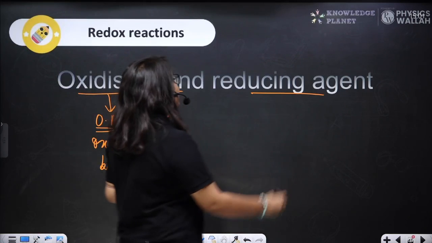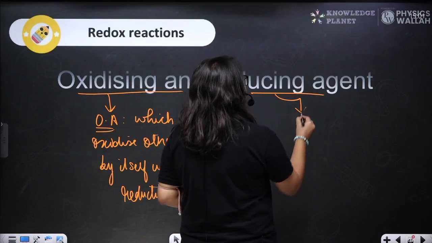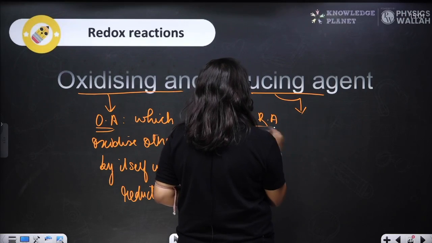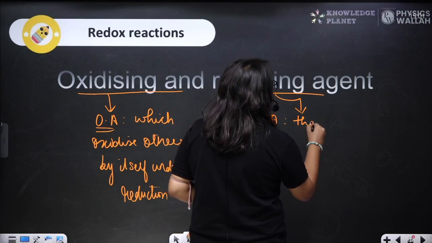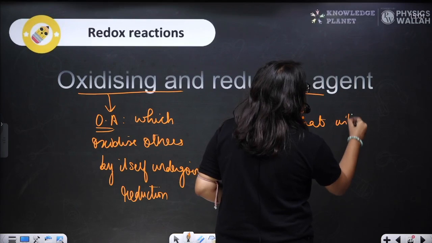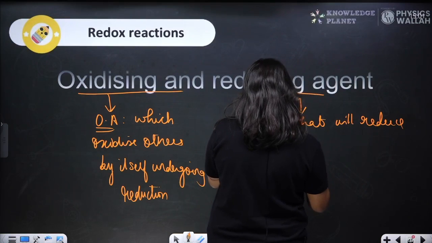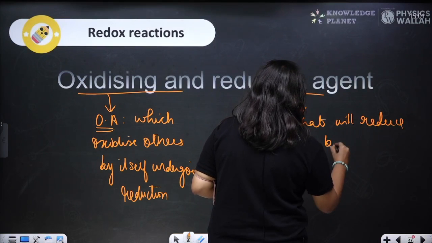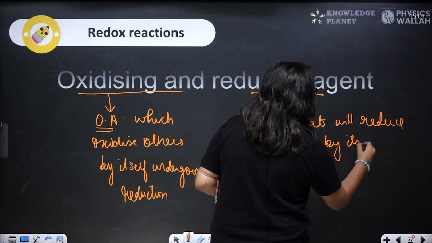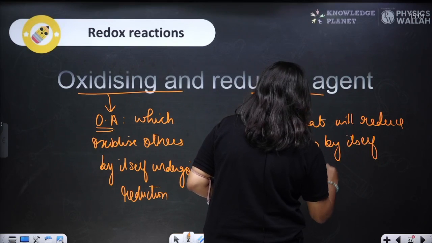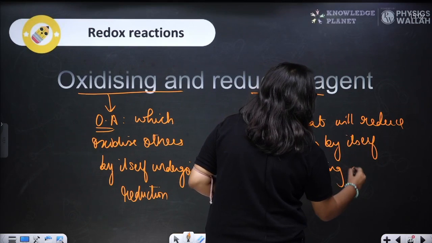Reducing agent, on the other hand, is the opposite of this. Okay, so a reducing agent is the one that will reduce others by itself undergoing oxidation.